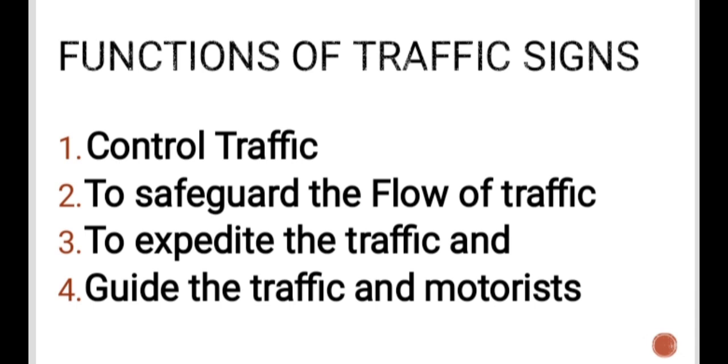Number 2. To safeguard the flow of traffic. One of the primary ways to safeguard roads and enhance traffic flows is through regular maintenance of road infrastructure. This includes repairing potholes, resurfacing worn-out sections, and maintaining proper signage and road markings. Timely maintenance ensures that roads remain in good condition, reducing the risk of accidents and providing a comfortable driving experience.